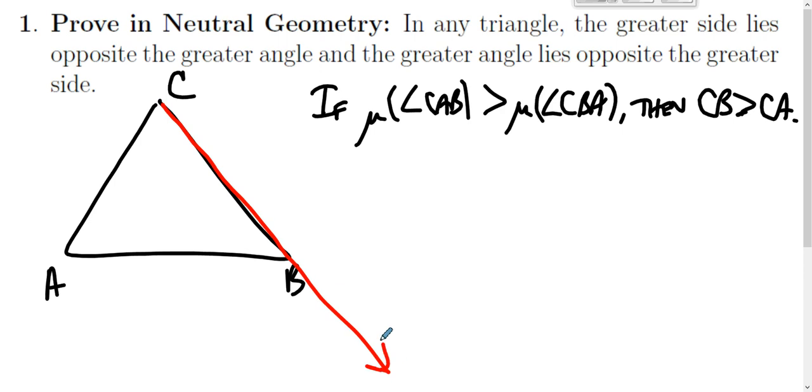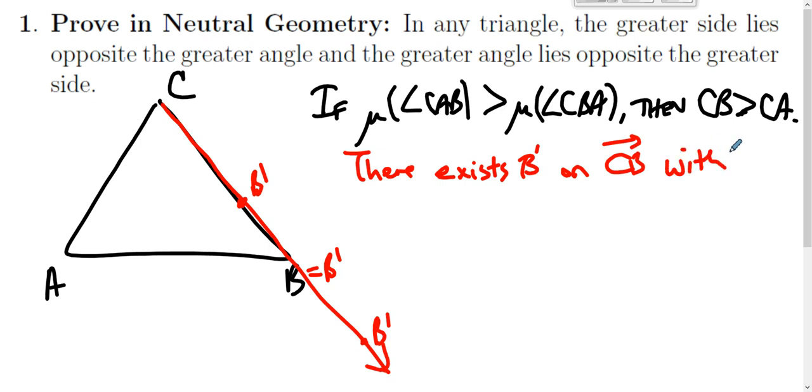Here's ray CB. There is some point B prime along here where CA is congruent to CB prime. There is some place. Maybe it's here, maybe it's here, maybe it's here. One of those is the actual location of B prime. And we'll see how this goes. And I suppose I should set this up better. There exists B prime on ray CB with CB prime equal to CA. And that's important because that's going to give you isosceles triangles, stuff like that.